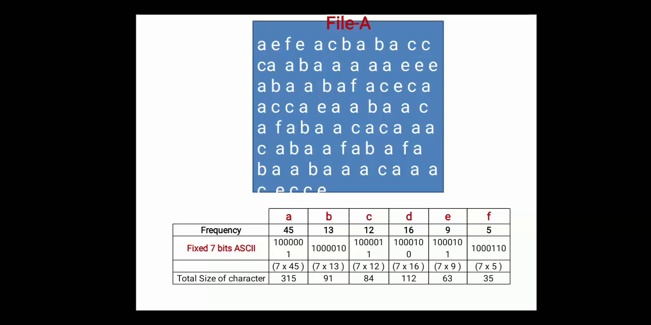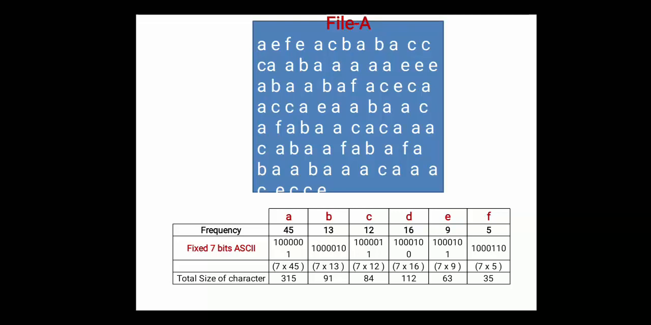We need to identify how many characters are there in the file, and we have to multiply with 7. So find out how many A characters are available in this file. This is known as the frequency of A. The frequency of A in this case is 45. And what is the size of character A? That is 7. So 7 multiplied by 45 is 315. So the total number of characters is 45, and every character requires 7 bits of size. So it is 7 multiplied by 45, and our answer is 315 bits required for the A character only.